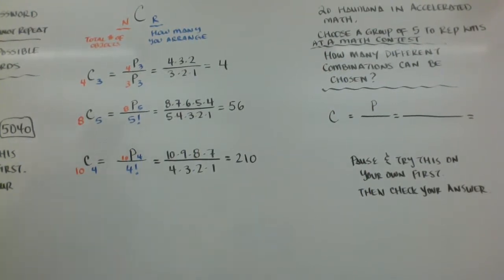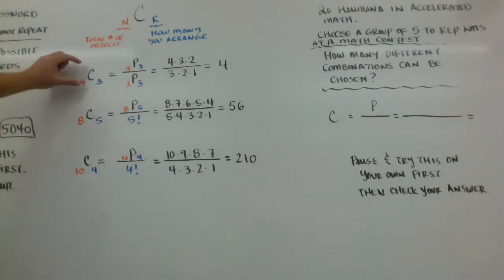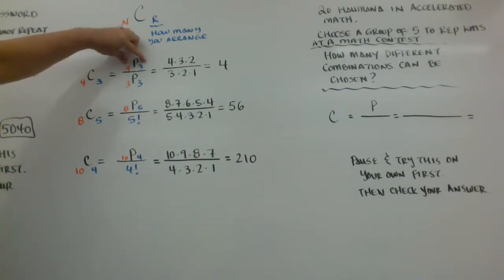Okay, combinations have a C, and again, this is the total number of objects and how much you're going to arrange, but it's going to give you a C here. And you can see it's a little bit different because for combinations, you're actually going to use the permutations. So you take this number here, if it's 4 and you're choosing 3, you put the permutations on top. So all you did was do the same thing, but put a P instead of a C.